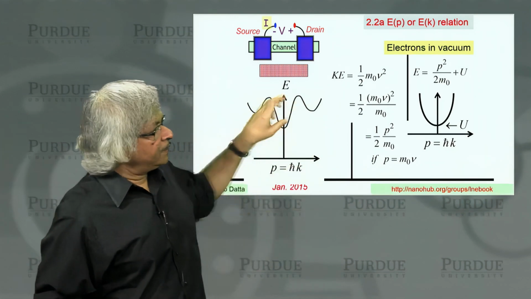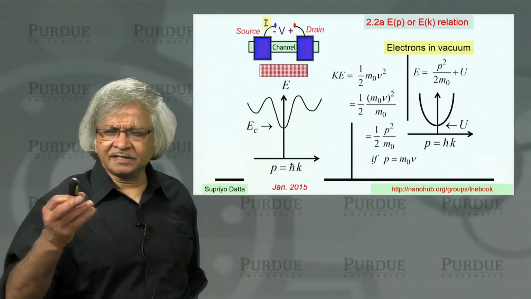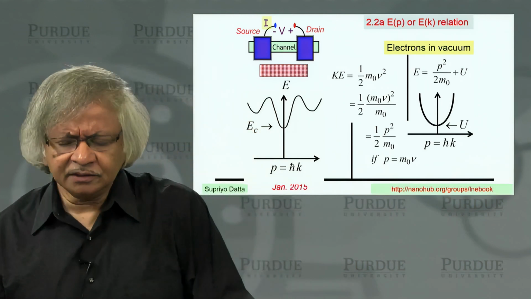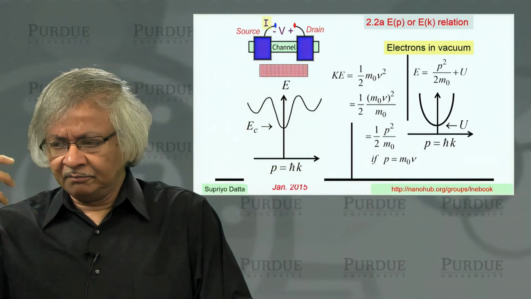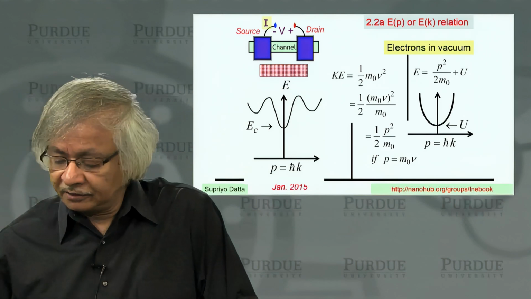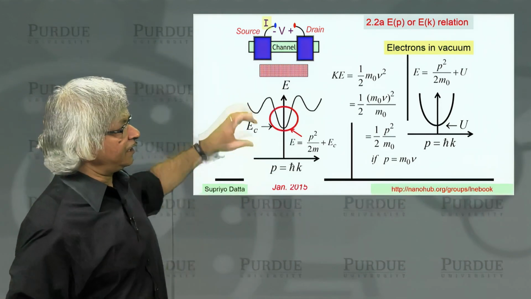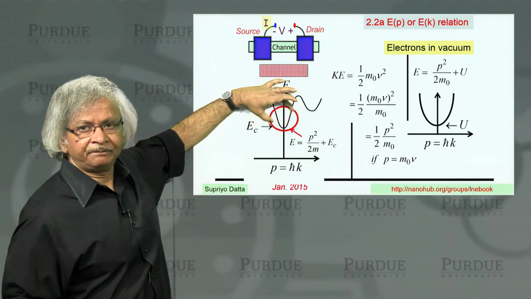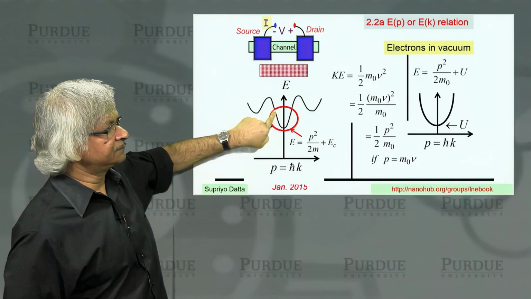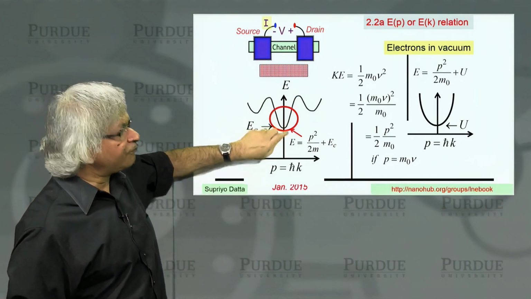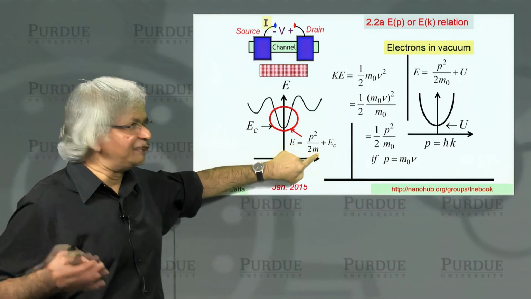And there would be a bottom of the band, which you'd call EC. But then you might say, well, but I've been told that electrons in a solid have a certain effective mass, so that they behave as if they're in vacuum with a different mass. Well, that's kind of true if you restrict your attention to a small region here. That is, if you look right here, this kind of looks like a parabola. And so you could kind of fit it to a parabola using a different mass, not the free electron mass.